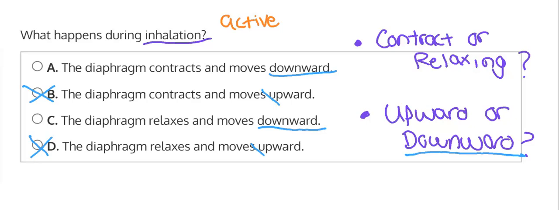The diaphragm is not in a relaxed state in that moment, but it can relax and go back to normal position during exhalation. So therefore, while the diaphragm is moving downward, it is also contracting. And therefore, option A would be the correct answer to what is occurring during inhalation.